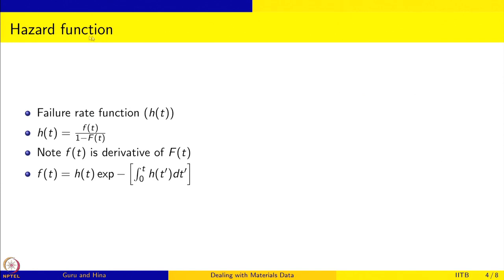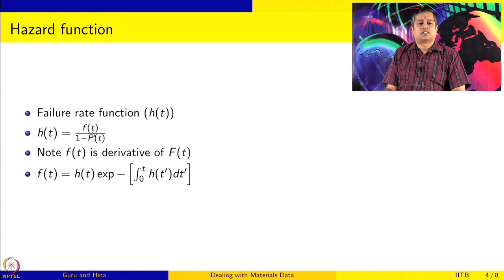We can also define what is known as a hazard function. It is a failure rate function and it is defined as f of t divided by 1 minus capital F of t. Small f of t is the derivative of capital F of t because capital F is obtained by integrating f of t. So, you can integrate, and you will get f of t to be h of t exponential minus integral 0 to t h of t prime dt prime. So, in terms of the hazard function or failure rate function, you can write the probability distribution function, and this is the relationship and that happens to be exponential.